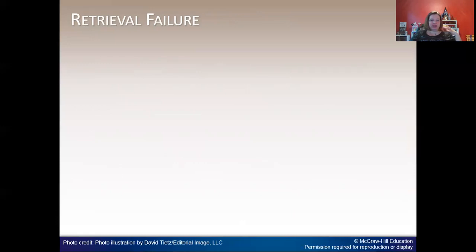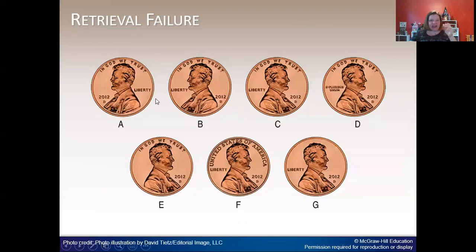Okay, so this is the only information that I actually left in the slide as far as an example of memory. So here we go. Retrieval failure. Looking at this, which of these pennies is correct? So you see, basic things: which way is he facing? Is he facing to the left or to the right? Where does the year go? Where does the word liberty go? Is there anything written above the top?